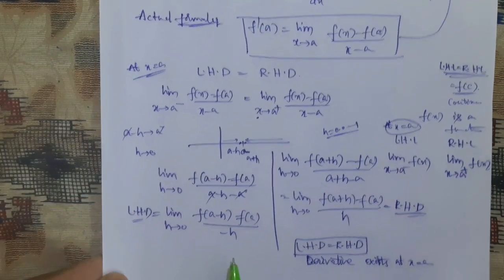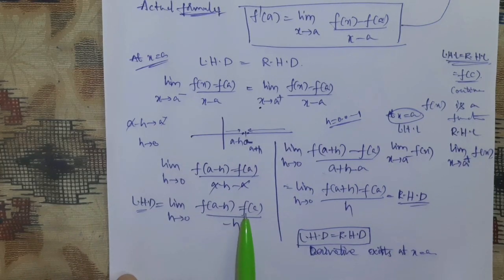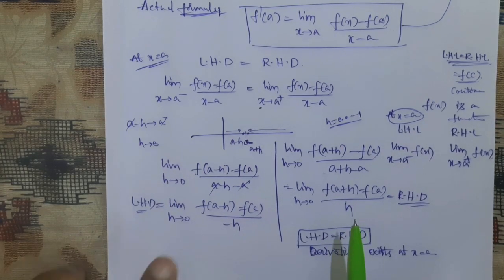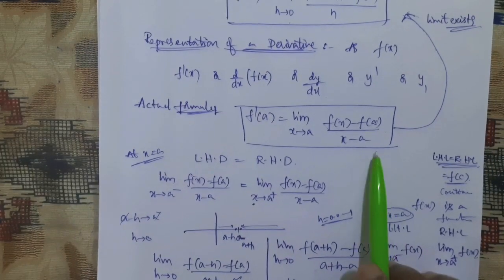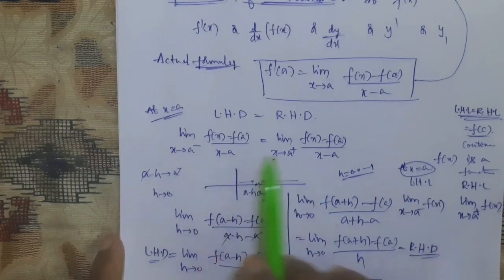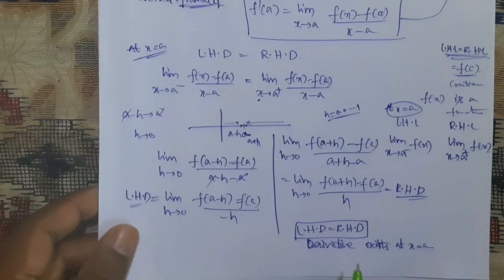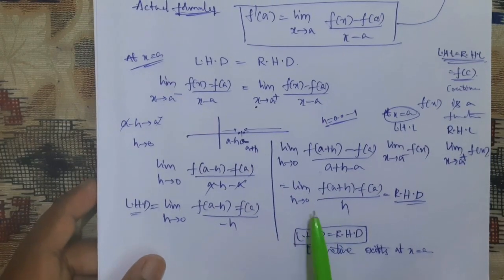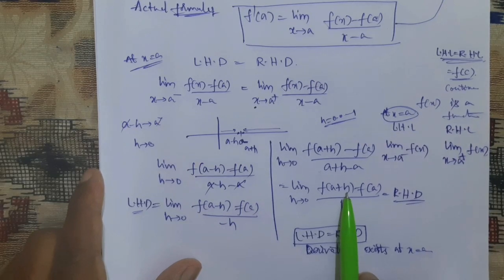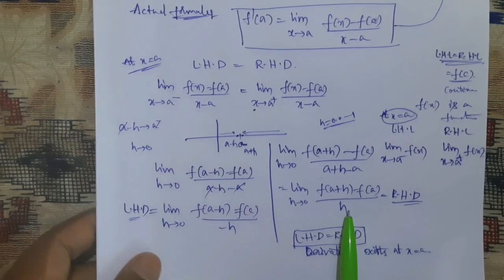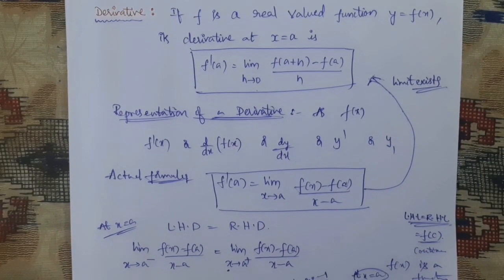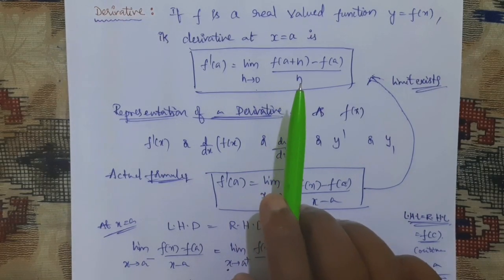Further, this is the formula for LHD: limit H tends to 0, F of A minus H minus F of A by minus H. For RHD: limit H tends to 0, F of A plus H minus F of A by H. These two formulas come from this actual formula. When the derivative exists, LHD equals RHD, so what is RHD? Limit H tends to 0, F of A plus H minus F of A by H. This only we will consider for the derivative formula. Understood? As LHD equals RHD, this RHD value we will consider as the derivative.